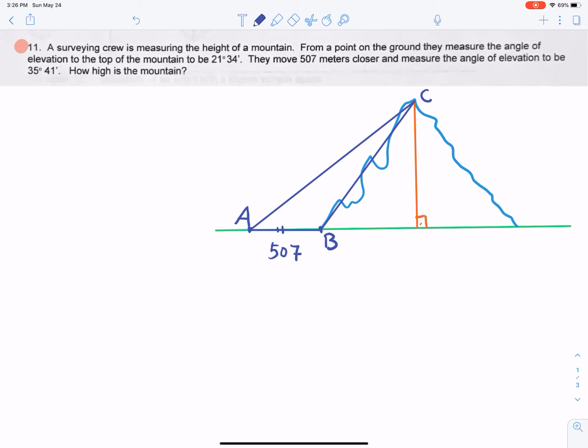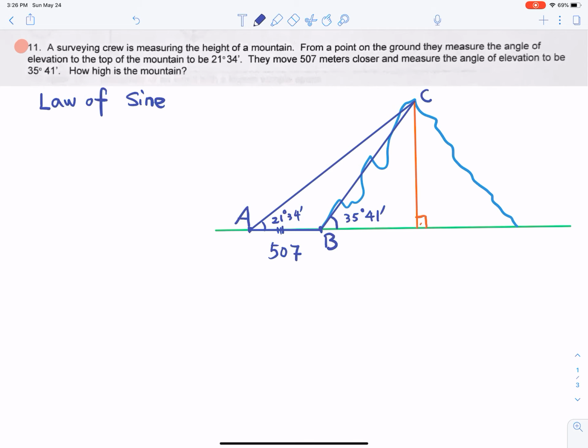The first angle is 21 degrees 34 minutes, and the second angle is 35 degrees 41 minutes. We know two angles and one side, so we can use the law of sines. Law of sines.